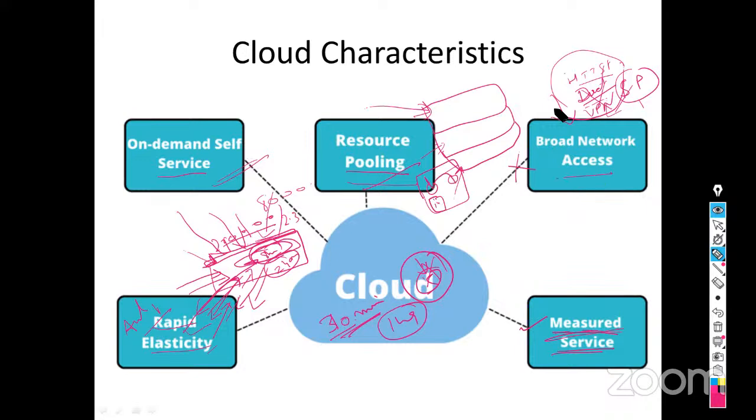Broad network access: you can access it from anywhere. We have multiple methods of connecting to our AWS cloud, but we can access it from anywhere. And then we have already discussed rapid elasticity. Rapid elasticity is the auto grow and auto shrink feature, and metered service means you pay for what you are using.